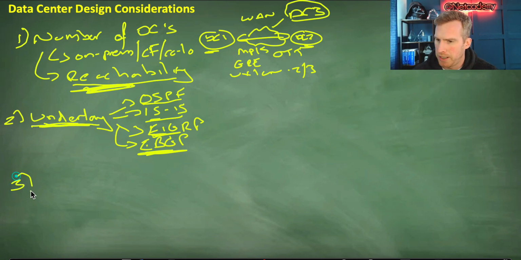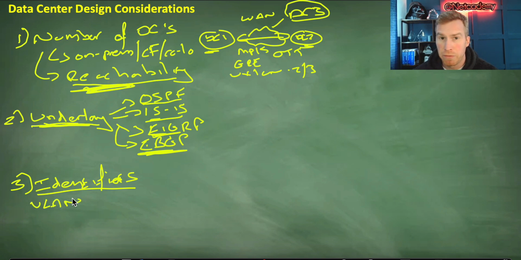The third point is your identifiers. So what kind of identifiers are we actually referring to when it comes to the data center? Well, there's quite a lot. We've got our virtual local area networks, or VLANs, and they are going to be mapped, on a one-to-one basis, to a virtual network identifier. So here we're talking about the virtual local area network, of course. And here we're actually talking about VXLAN, and that is a one-to-one mapping.